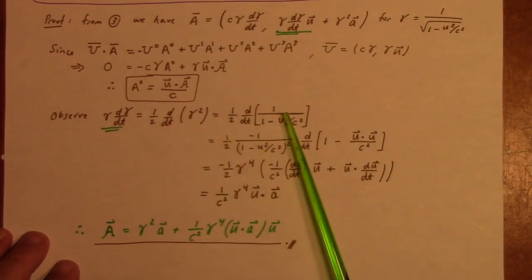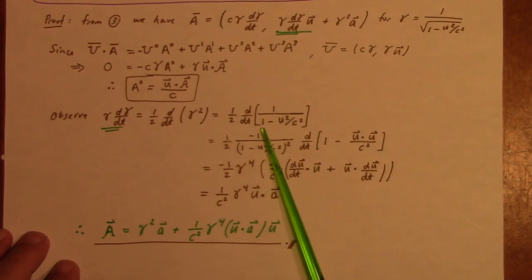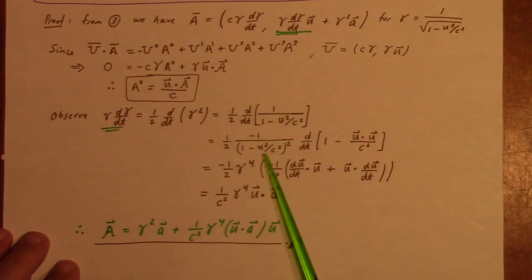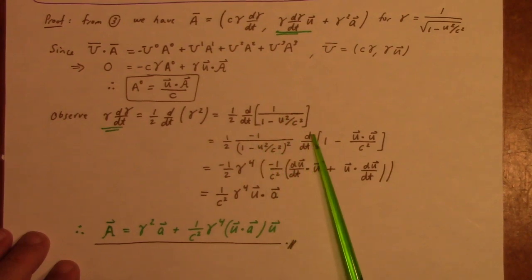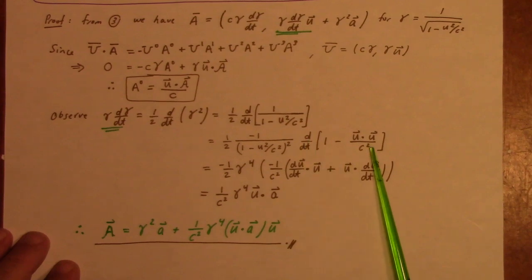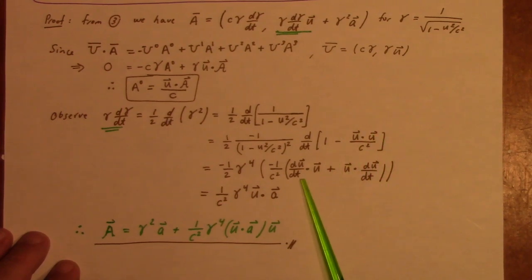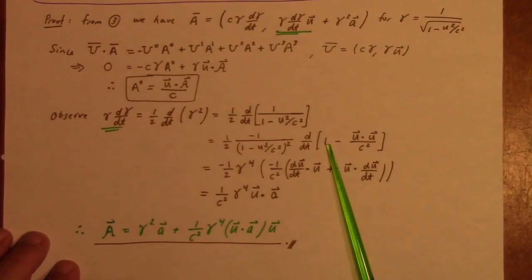And then gamma squared is literally that. So you differentiate that thing. It's a reciprocal function, so that's minus 1 over the thing inside the function squared times the derivative of the thing being reciprocated, which is over here. u squared is u dot u after all. And then you've got to do the product rule on this thing, which gives you derivative of 1, 0.